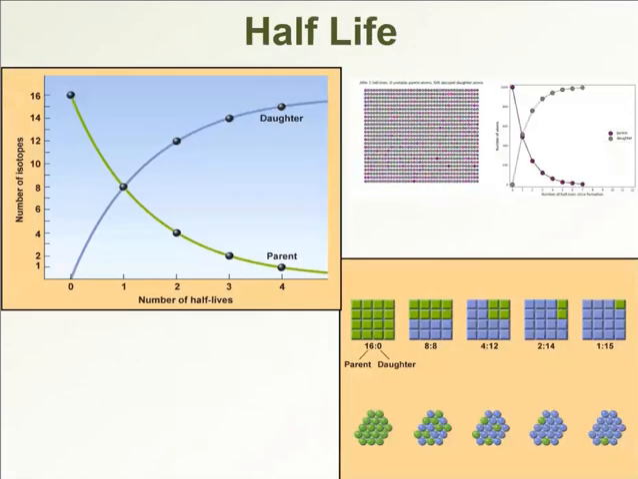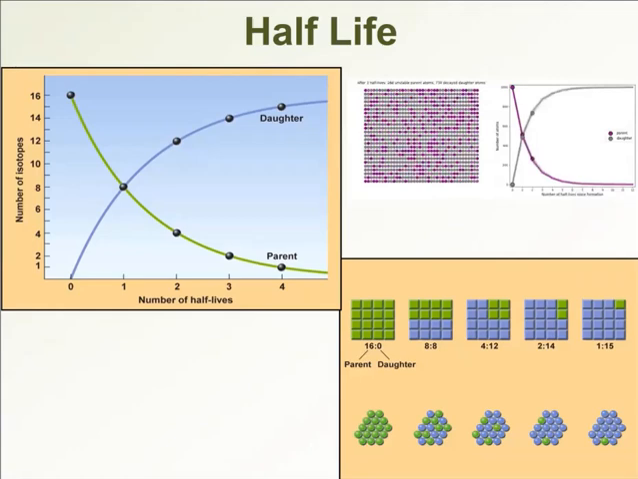So this is how it happens. Hopefully you can see this. The colors are a little bit hard to see. So we start off with all parent. For example, with 16 parent, 0 daughter. After 1 half-life, we will go down to 8 parent and 8 daughter.